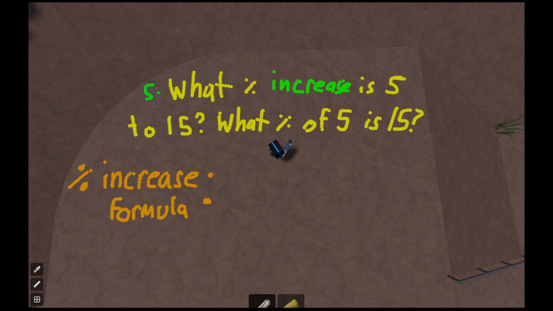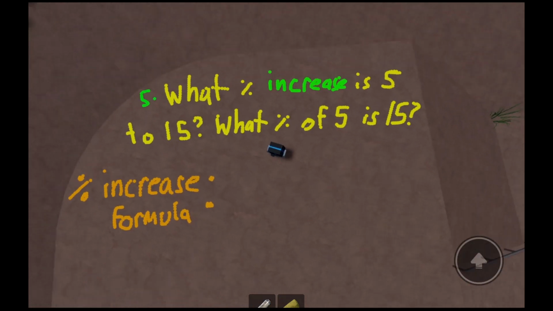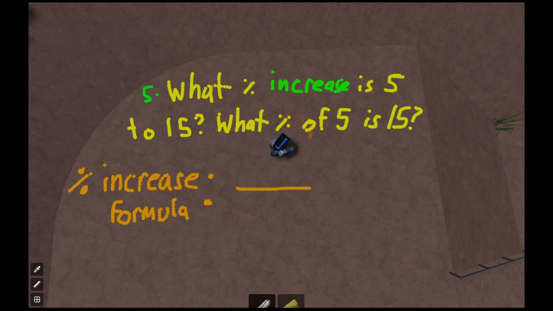This problem introduces a new concept, and that is percent increase. This problem says what percent increase is 5 to 15, and it says what percent of 5 is 15. Let's tackle the first part of this question. To do percent increase, we need to talk about the formula. So the formula for percent increase is, it's the change in the amount divided by the initial amount times 100%.